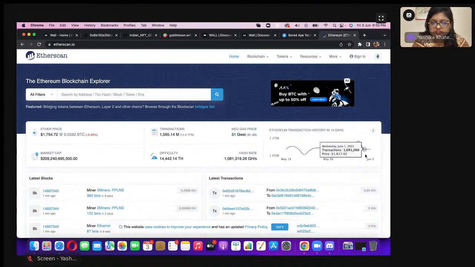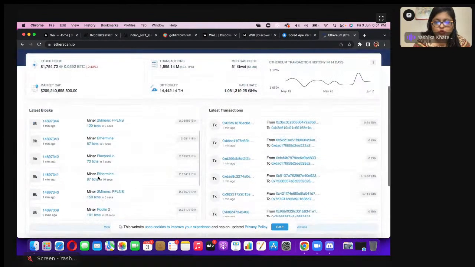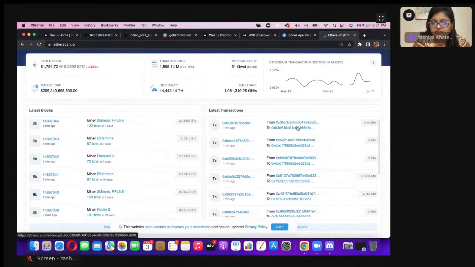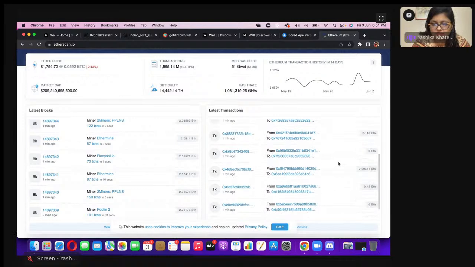And this is how many transactions have happened in the last 14 days. What is the difficulty, what is the hash rate now, what's the market cap, everything, and what are the latest transactions. So somebody from this address sent 0.25 ether to this address. That is somewhere where we can understand.